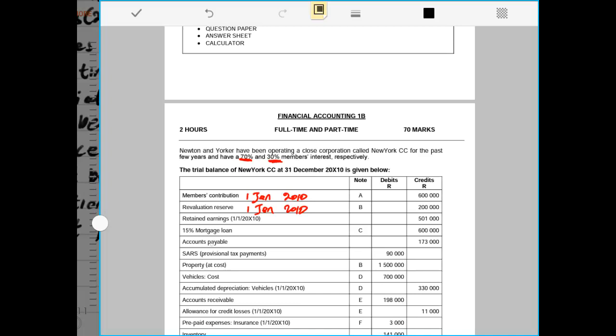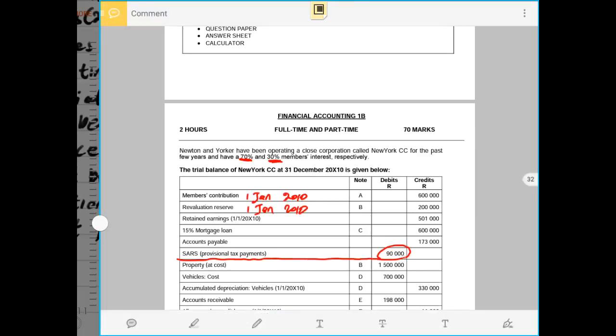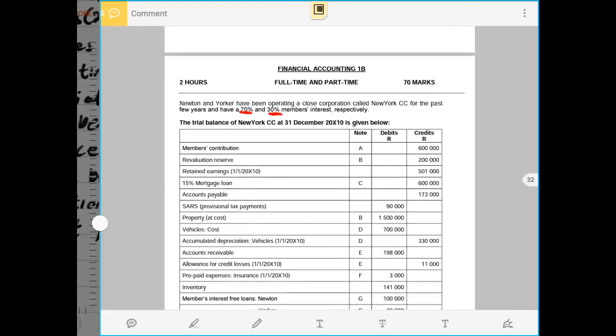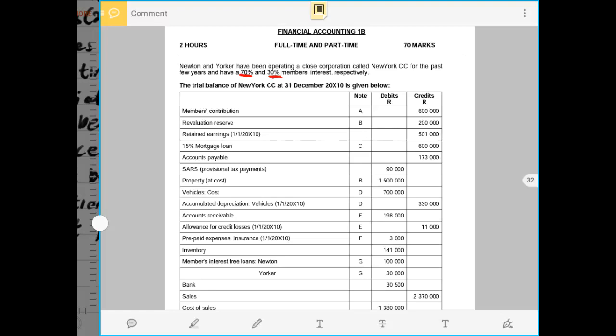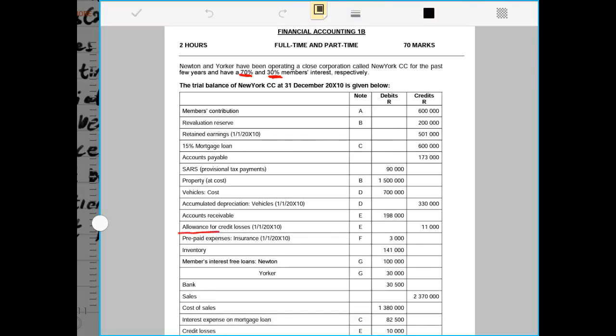Just to have an overview: mortgage loan account, payables, SARS, provisional tax. We have a tax that was paid during the year as 90,000 rands. So now we have to compare this with the tax expense to determine whether we have tax that is due to or receivable from SARS. Then after we have property cost, vehicles, accumulated depreciation account, receivables, allowance for credit loss. We are given the allowance for credit losses as 11,000 rands.